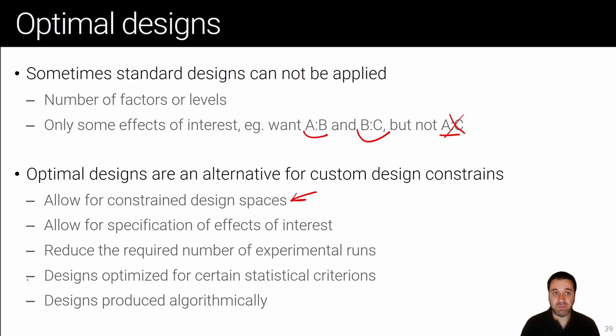Or again, if we are interested in specific effects, but not others, or if we want to reduce even more the number of experimental runs, these designs are optimized for certain statistical criteria that we're not going to get into, but the point is that we can tell them for an arbitrary number of factors of certain characteristics, number of levels, for arbitrary constraints of those factors, for an arbitrary set of effects of interest, we can just run an algorithm that is going to tell us what is the most appropriate design for us. And it's going to be custom made for us. It's going to be tailored to our specific problem.